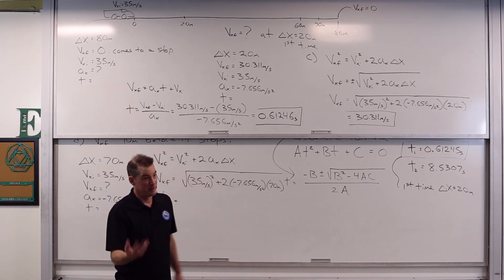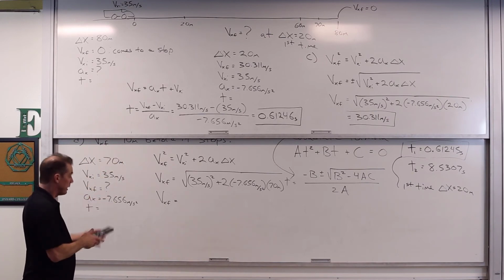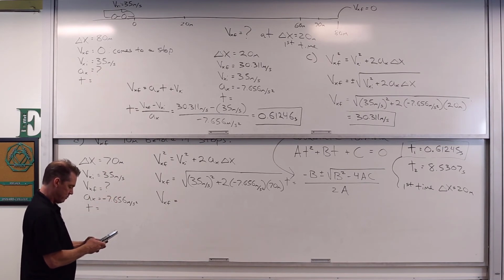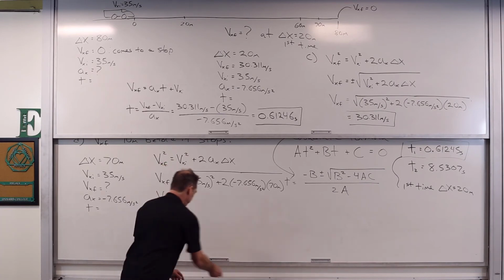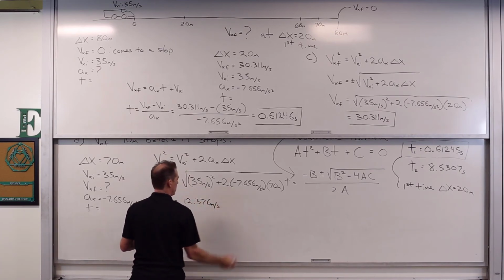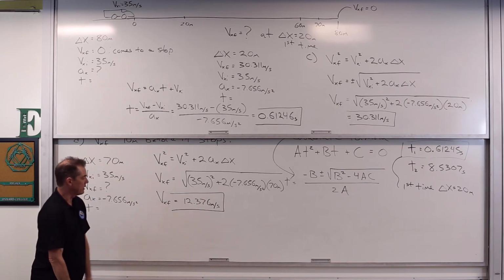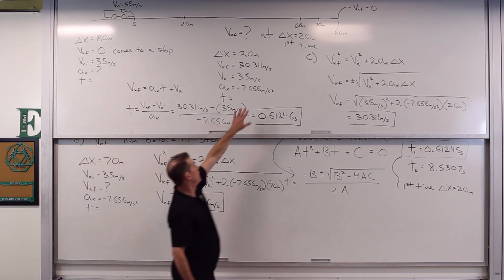We've got ourselves Vx final is equal to, should it be going fast, should it be going slow? It should be going relatively slow, right? 10 meters before it stops. It was initially going 35 meters per second. It's pretty close to stopping. So we should expect it to be pretty small relative to 35 meters per second. And we're just going to do this squared minus 2 times 7.656 times 70. And we get ourselves 12.376. Let's slow it down quite a bit. That last 10 meters, it goes from 12.376 meters per second down to 0. And that's it. The whole time being subject to this constant acceleration.